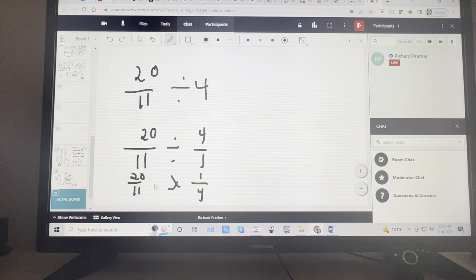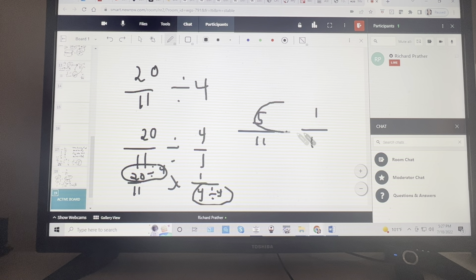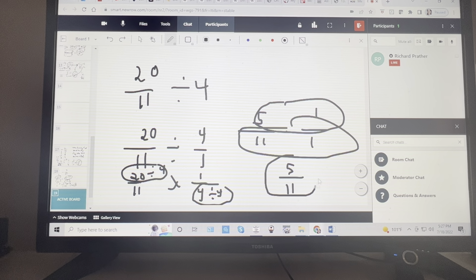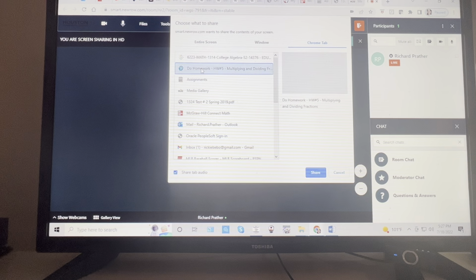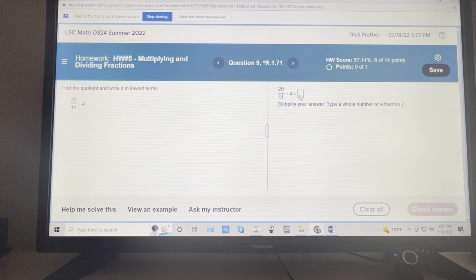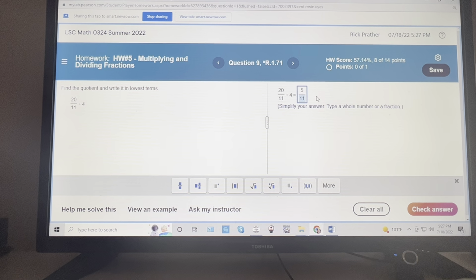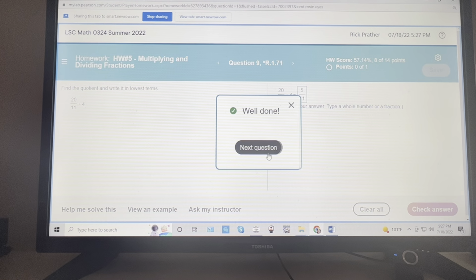1 and 11, they're done, but 20 and 4 both divide by 4. 20 divided by 4 is 5 over 11. And then 1 over 4 divided by 4 is 1. 5 times 1 is 5. 11 times 1 is 11. And since 5 doesn't reduce with 11, we're done. 5 over 11. So that's really not a different problem if you put it over 1. Anything that's just a number, put it over 1, and then you can do the same strategy as the other problems.